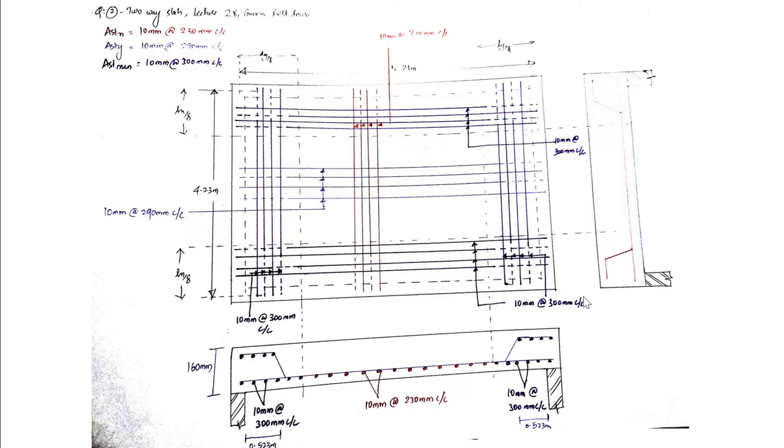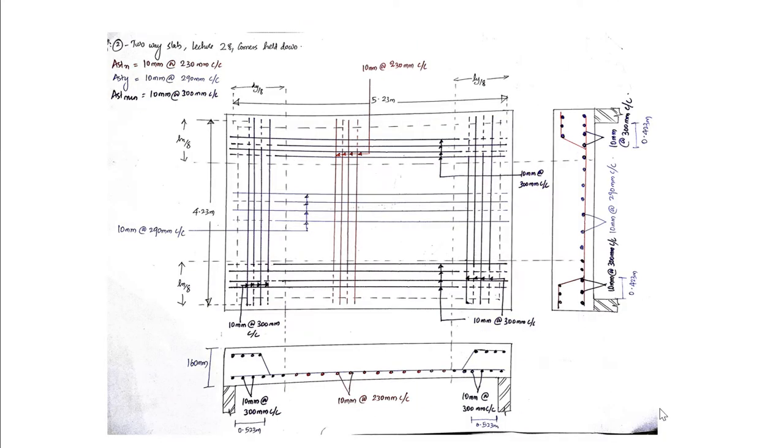So similarly in the other direction also you could see this way, that is at the middle strip you have the design section, that is 10 mm at 290 mm center to center, and at the edges you have 10 mm at 300 mm center to center, and this is being cranked at a distance of 0.423, and you need to represent the Lx by 8 and Ly by 8 distance also, that is the edge strip and middle strip.